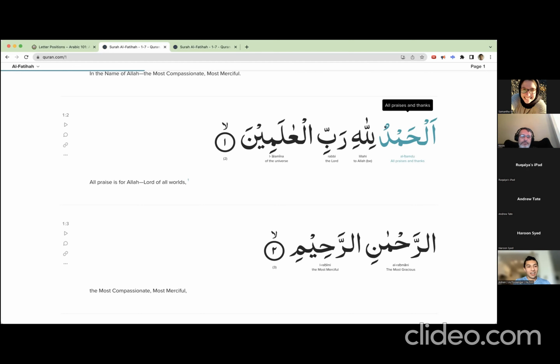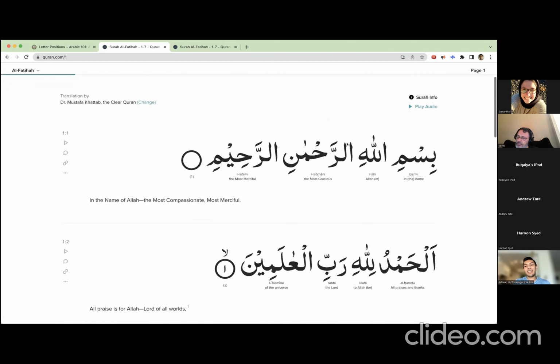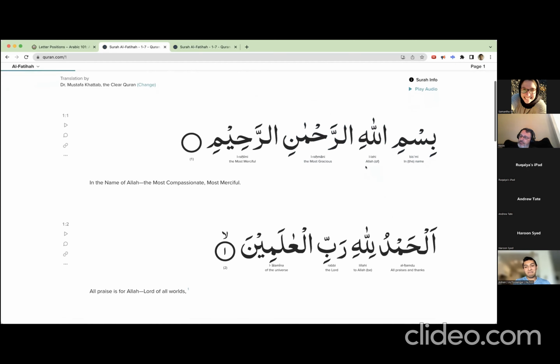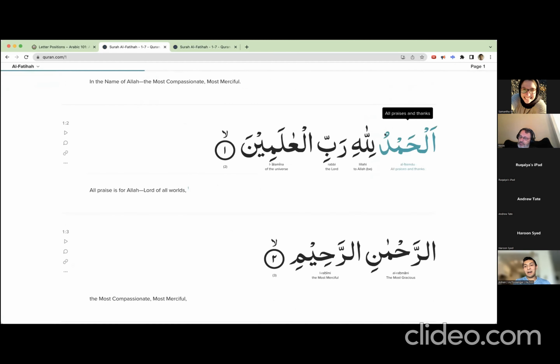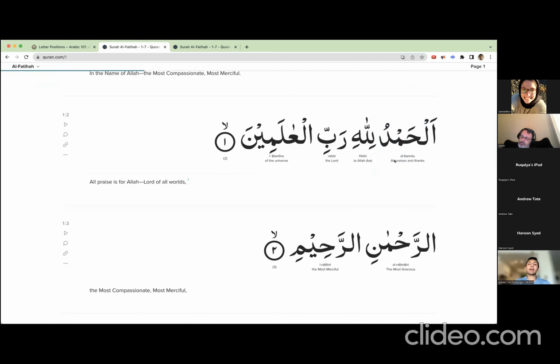Why is it a u sound at the end? That's the other case. So we've talked about the genitive case, where it's the object of a preposition or a possessing noun. And then the nominative case, the u, is often used for subjects of the sentence. So the main subject, and alhamdu means praise or thanks. All praise and thanks. So alhamdu, we're starting the sentence with that subject.